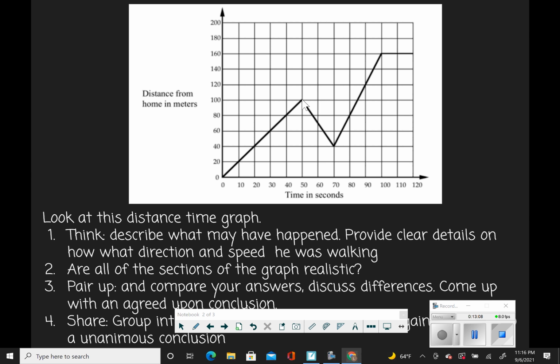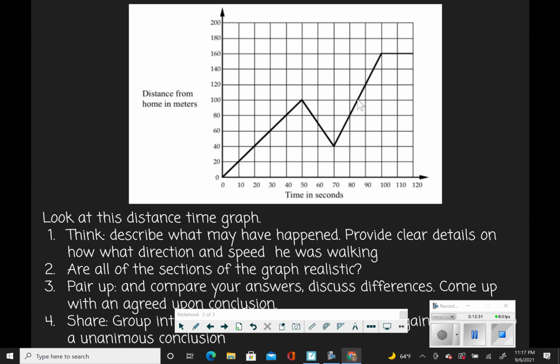At this point, the line goes downwards, so he's going to move towards home. The line is straight, so his speed is consistent. His speed is the same speed as he was going away from home. At this point, he changes direction again. He's now moving away from home.